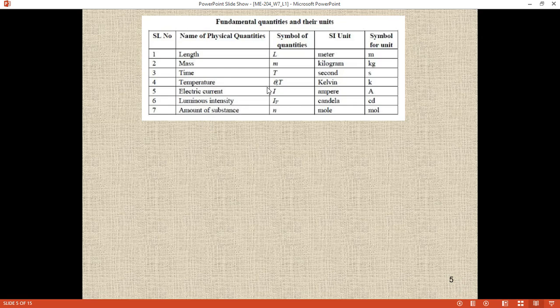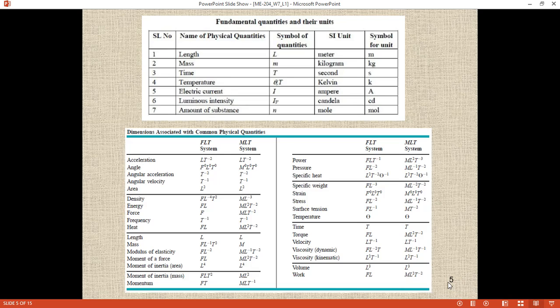So these are the fundamental quantities that cannot be derived from any other quantities. Here you can see many derived physical quantities, or the dimensions of other physical quantities. The derived dimensions are given in the FLT system and the MLT system.